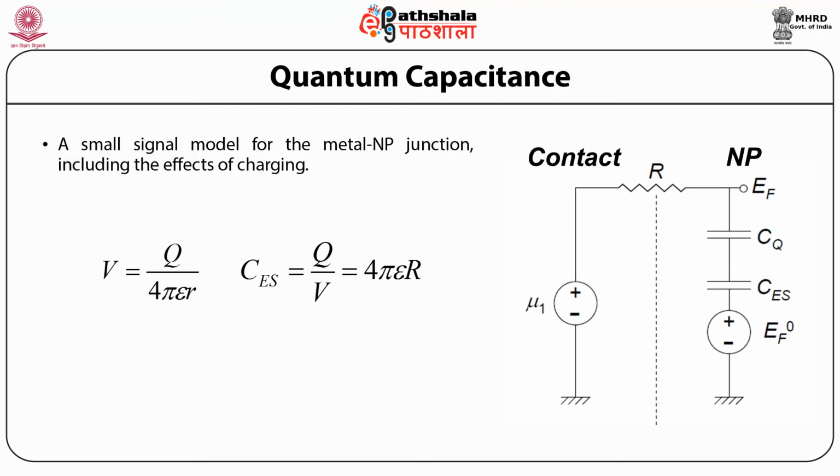So hence, in the case of a nanoparticle, capacitance scales with the radius of the nanoparticle. For example, the capacitance of a nanoparticle with a radius r equal to 1 nanometer is approximately CES equal to 10 to the power minus 19 farad, and charging energy is then UC equal to 1.6 electron volt per charge.